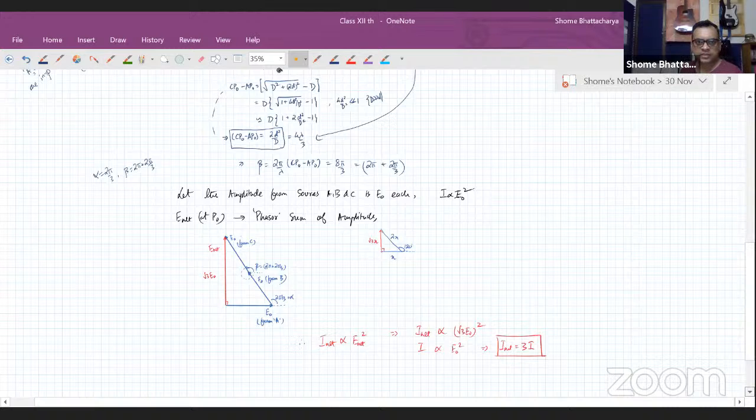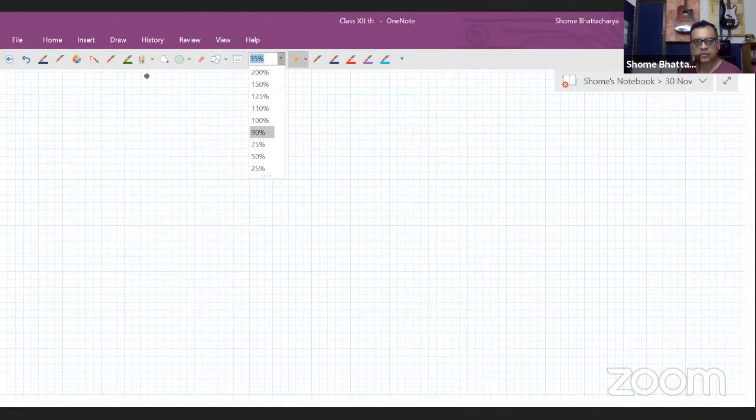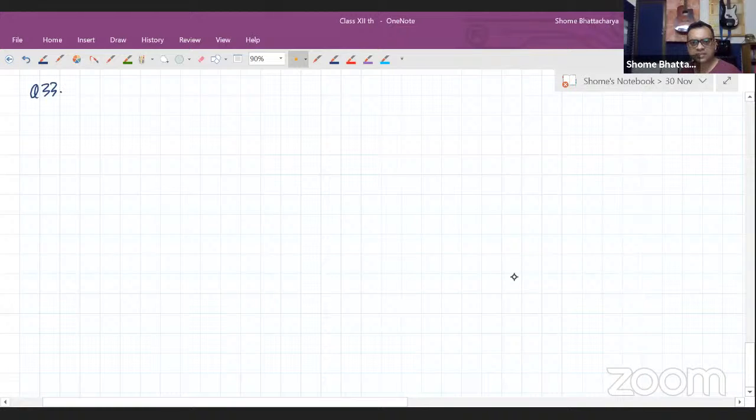Okay. In the meantime, let's come to next question number 33. So let's look at the experimental setup in question 33. If you have HC Verma, you can just go through it yourself and start working it out.